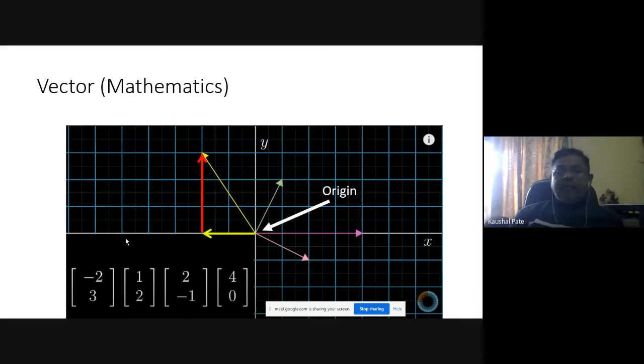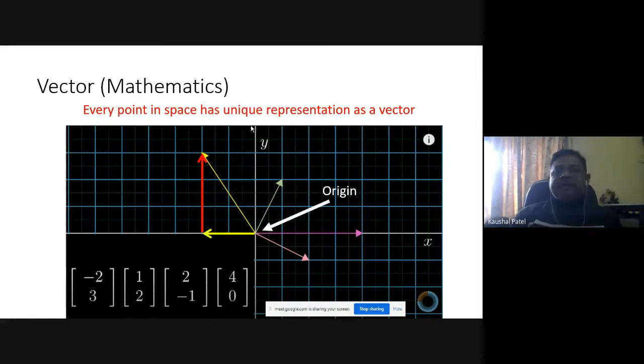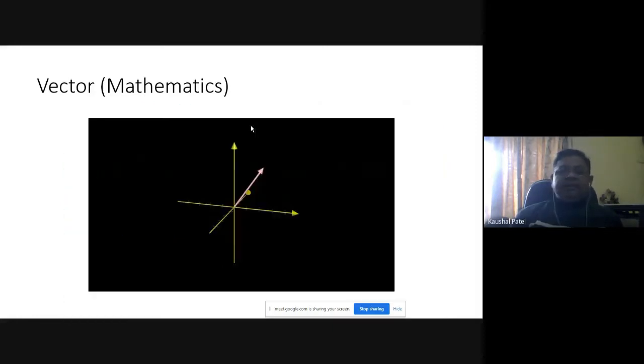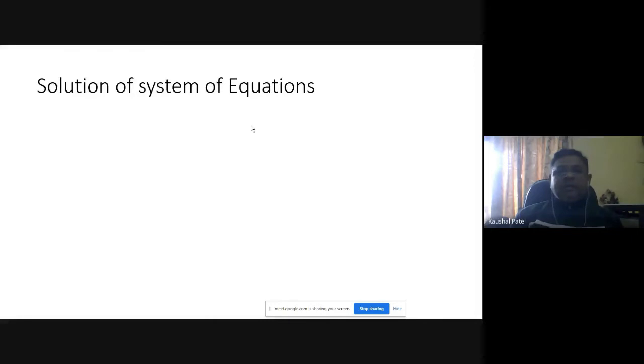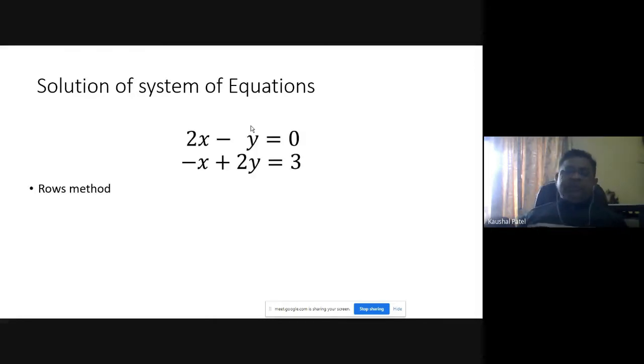Okay, so for the yellow vector, we shift minus 2 in the x direction and in the y direction it is 3. This is the way this particular vector is identified. So every point in the space has a unique representation as a vector. It is a fundamental property of vectors in mathematics. This is also a requirement for the solution of a system of equations.